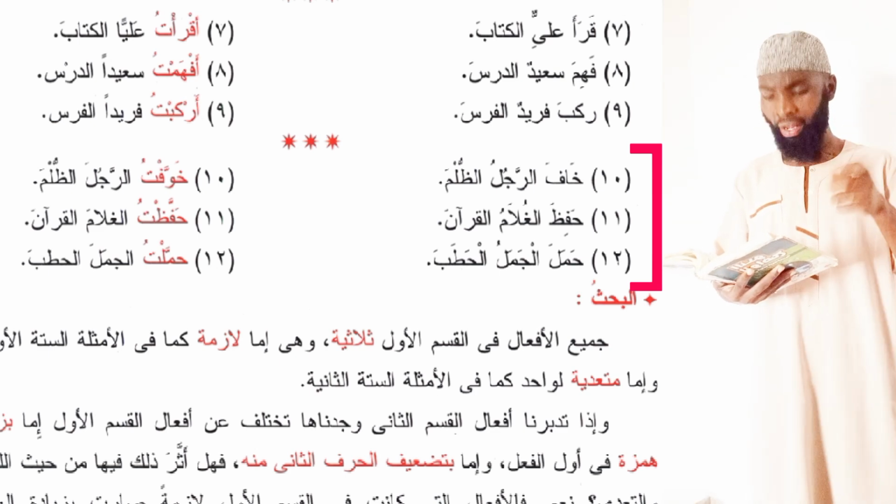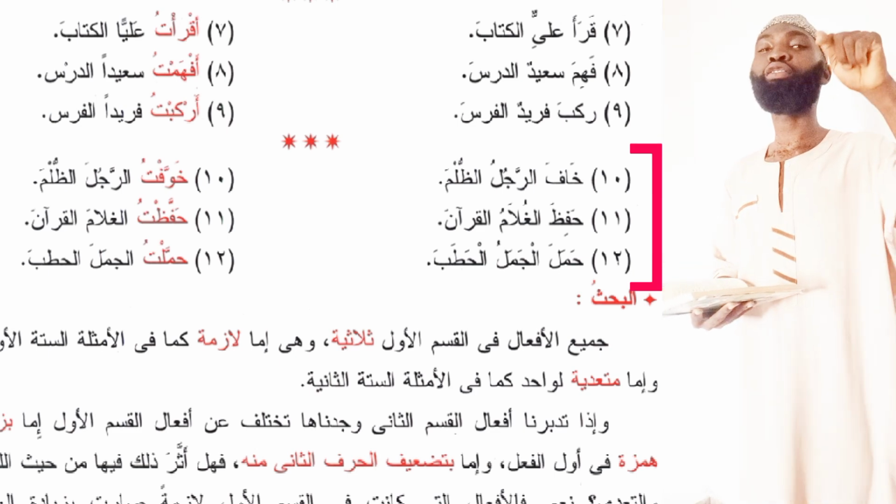Now we have khafa ar-rajulu az-zulma, the man feared the night or the darkness. Then khawwaftu ar-rajula az-zulma, I made the man fear the darkness. Now we have hafiza al-ghulamu al-Quran, the boy memorized the Quran. Then we have hafaztu al-ghulama al-Quran, I made the boy memorize the Quran. I can say hafaztu ibni al-Quran, I made my son memorize the Quran.